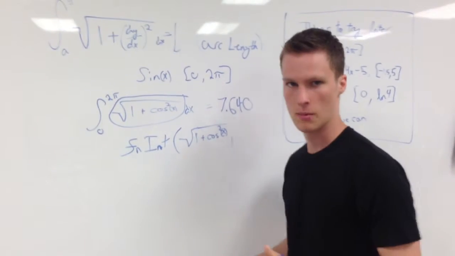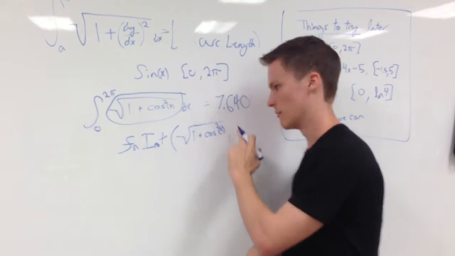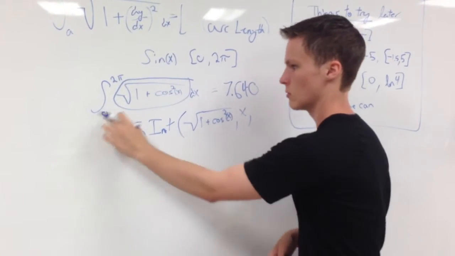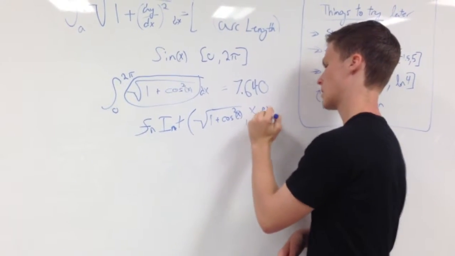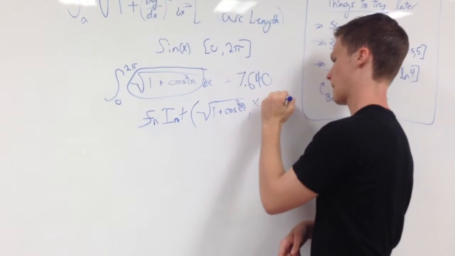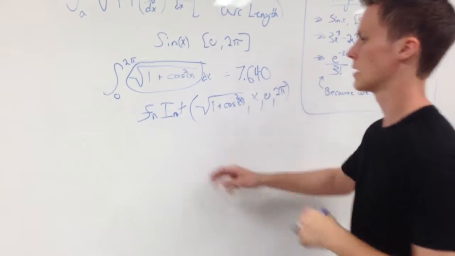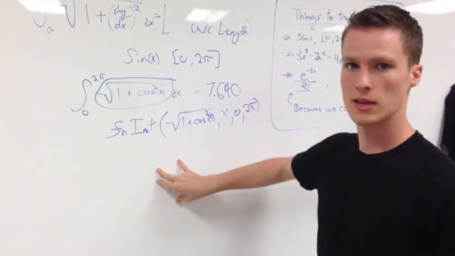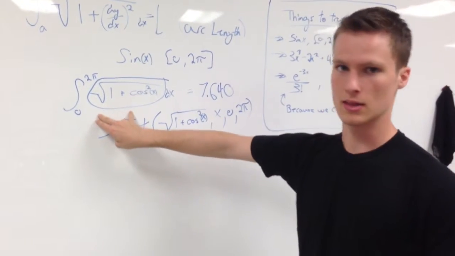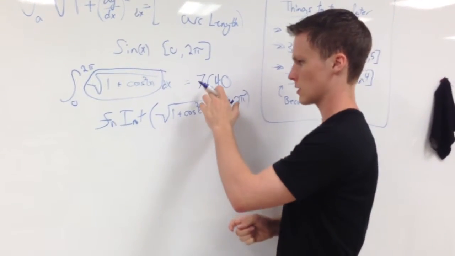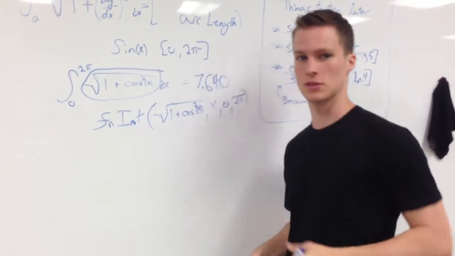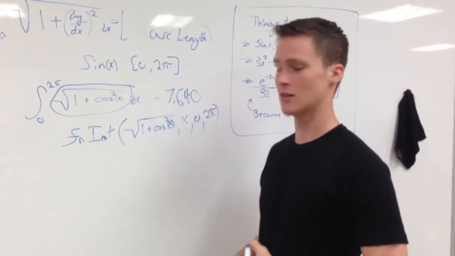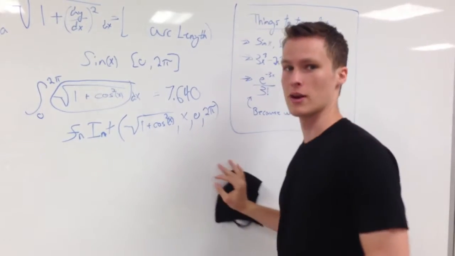Okay, then you put a comma. Then you put your variable, which in this case is going to be x. Then you put your lower limit, which is 0. And then you put your upper limit, which is 2 pi. So, that's how it's going to go in on your calculator. If it's on the AP test or anything like that, you're just going to write it like this. So again, the answer is 7.640, and again, it's really easy. You'll get this quick. Now we're going to do a practice problem.